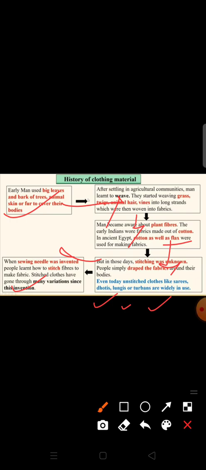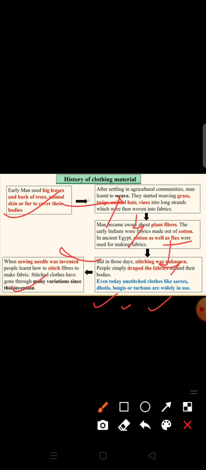Also we have discussed many processes like ginning, pressing, spinning, weaving. And we have discussed jute, cultivation of jute, the processing of jute, and uses of jute. We have also discussed the animal fibers like silk and wool. All right, now this is the end of the chapter, and our last topic is history of the clothing material.